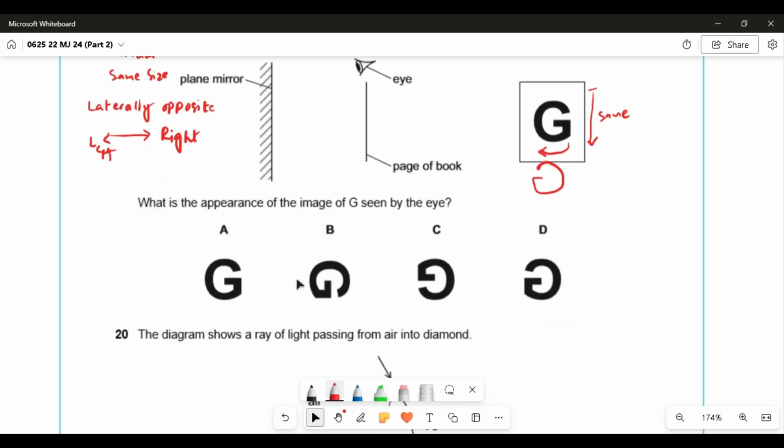What is the appearance of the image of G seen by the eye? This one is exactly similar, that is not possible. This is tilted to the right, this is wrong, this is upside down, this is wrong. Up and down are okay, left and right are changed, this is option D.